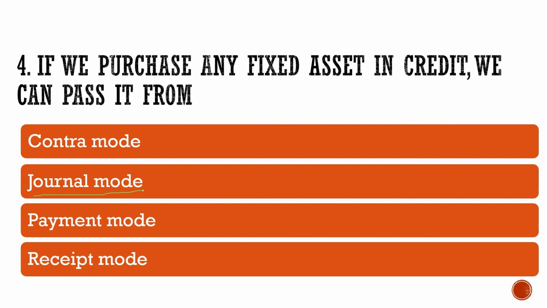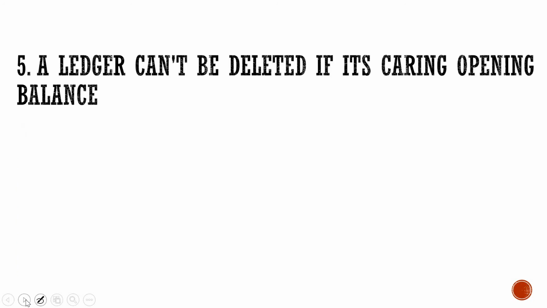If you had purchased it on cash basis, meaning you have made a cash payment or bank payment, then you would have used the payment mode. But now you are using credit, so you have to use journal mode. And my entry will be fixed asset account debit to party account. Whichever party I am purchasing from, you have to credit that particular ledger. And that entry you have to pass from journal mode. Are you clear? Next question.